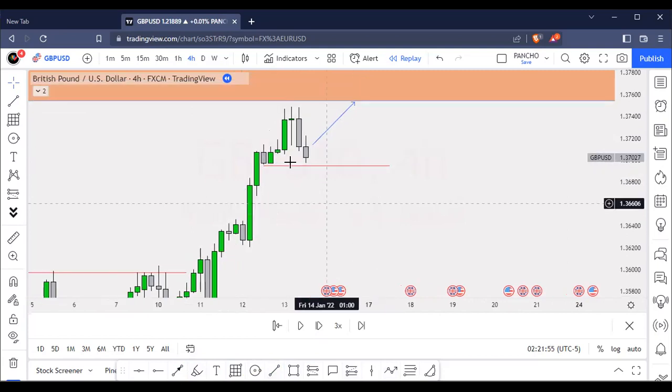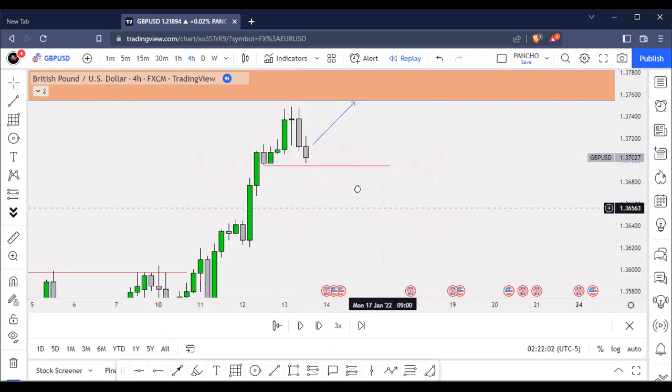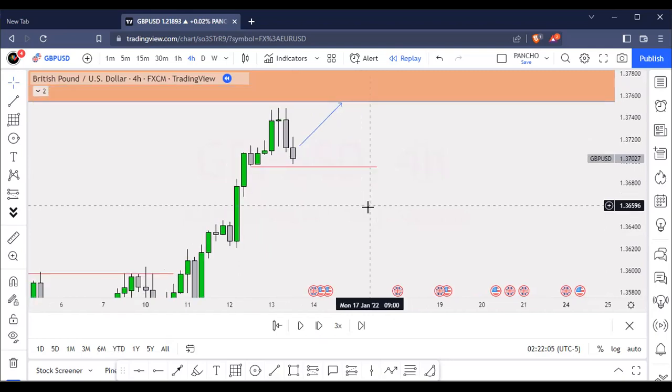Now what are we going to do? We're just going to try to see what happens here, if the market mitigates this first, or it may continue going down. So we have to look at how the market plays out, okay?